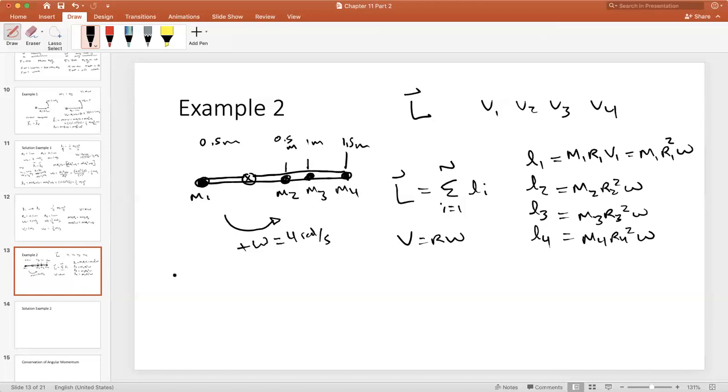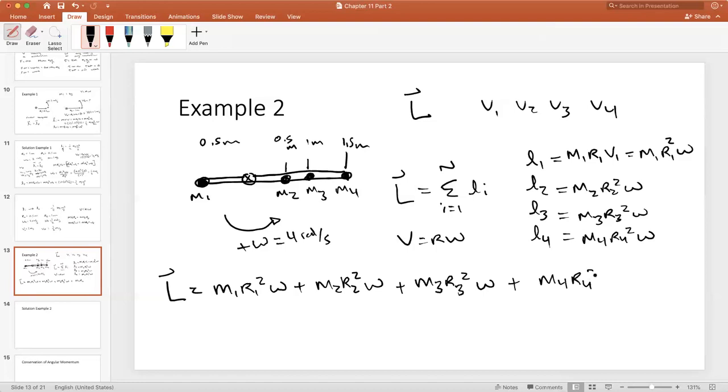But let's find L. So L is M1 R1 squared omega plus M2 R2 squared omega plus M3 R3 squared omega plus M4 R4 squared omega. And I should have said that M is 2 kilograms for each mass. They're all the same. Okay, so knowing that, I'm going to take M omega out, times R1 squared plus R2 squared plus R3 squared plus R4 squared.